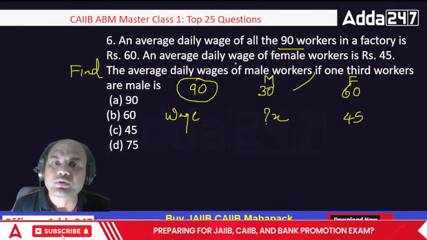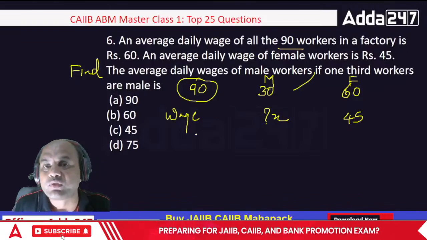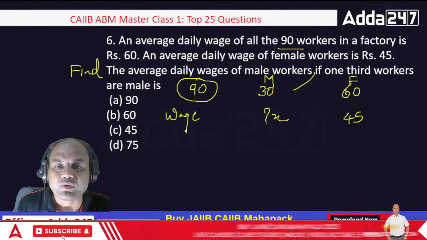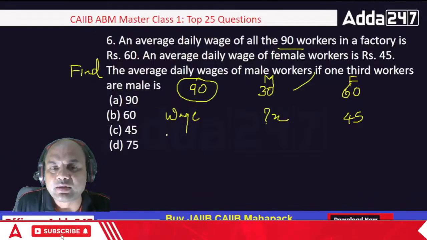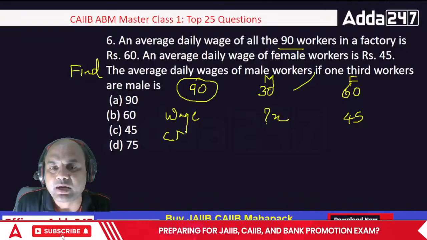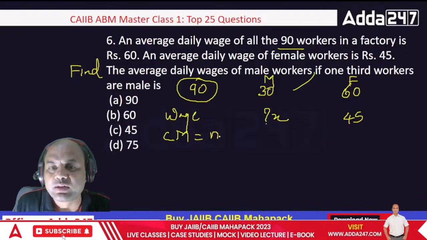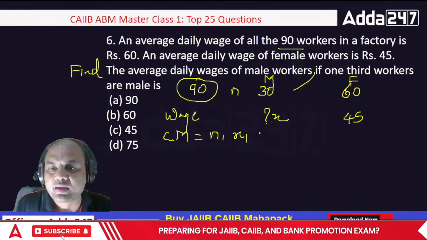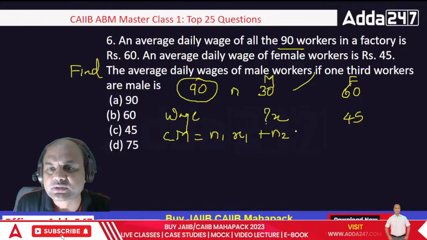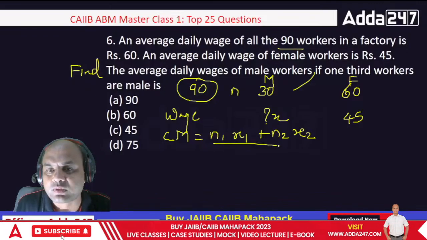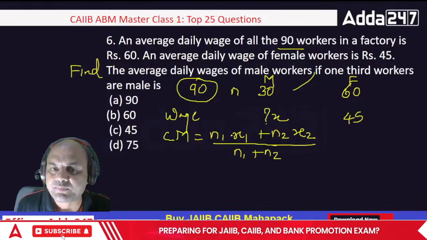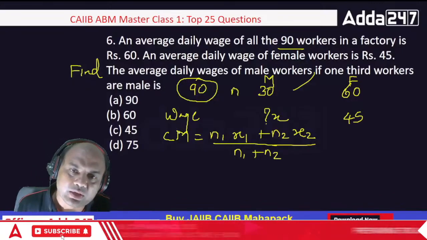So now you have to use the combined mean formula. Now what is that formula? The combined mean, or I'll write CM over here, equals N1 into X1 plus N2 into X2, the whole upon N1 plus N2. Now do I have the combined mean? Yes, I do. It is 60.